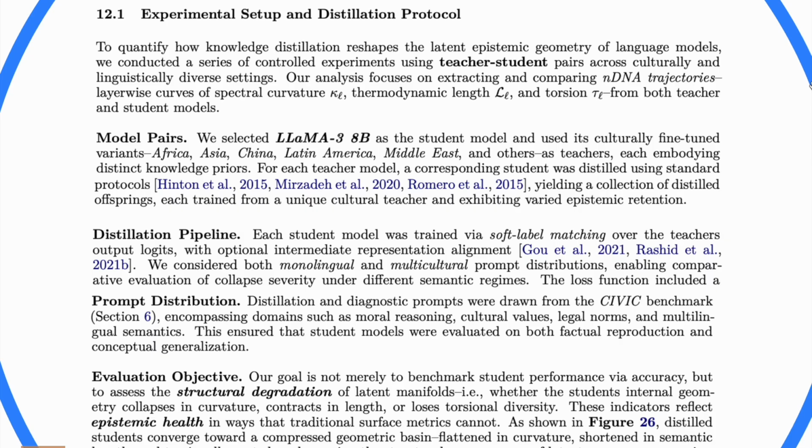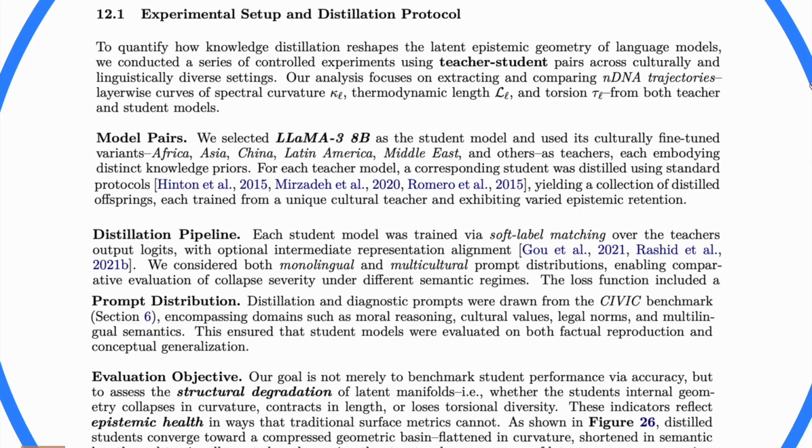Objective. Our goal is to understand structural variations, or health, in the student's nDNA. Does curvature collapse? Does length contract? Does torsional diversity disappear? In aggregate, as visualized later, we find that distilled students tend to settle into a compressed geometric basin: flatter curvature, shorter length, and muted torsion, highlighting the latent genome costs of compression even when surface accuracy looks fine. This setup lets us compare teachers, quantify epistemic retention, and decide where to add bridges, adjust temperatures, or reweight intermediate losses to preserve the beliefs we actually care about.